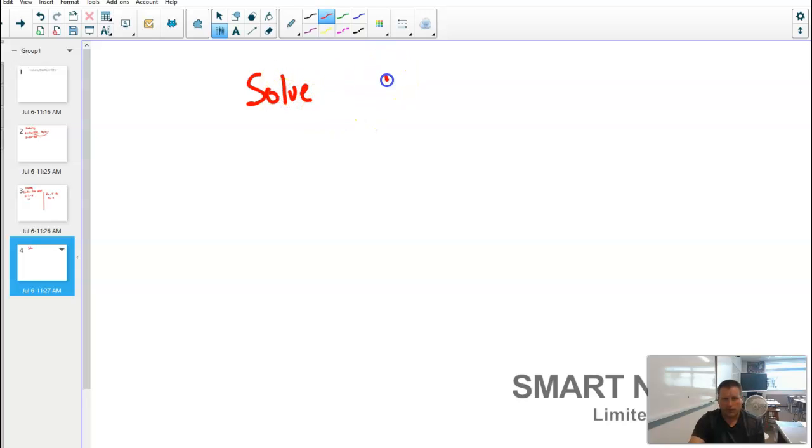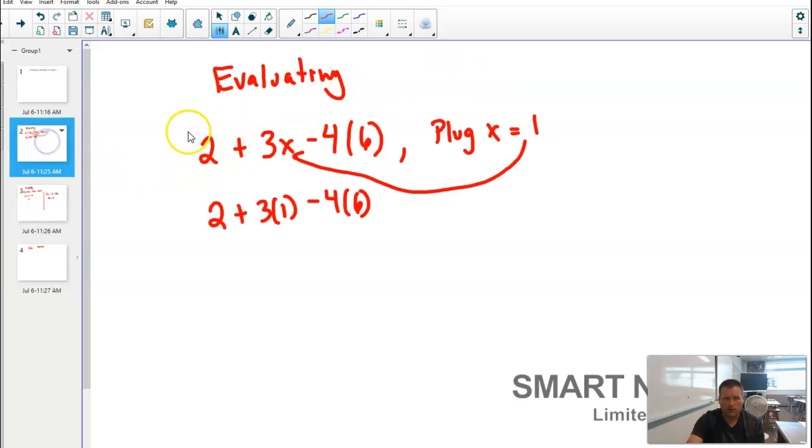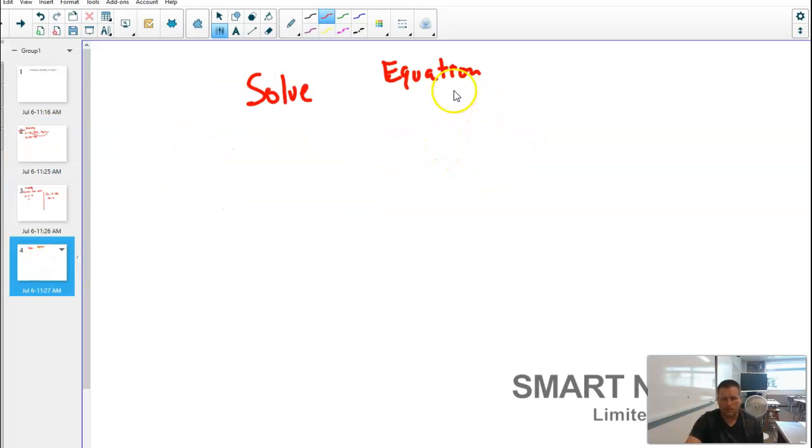Solving always involves some sort of equation instead of an expression. So again, this is an expression right here, an expression that has numbers and variables. And then to solve, I'm actually going to put the equals with it. So if I had 12x plus 6 equals, let's just say, 18 or something like that, this one would have to be to solve.